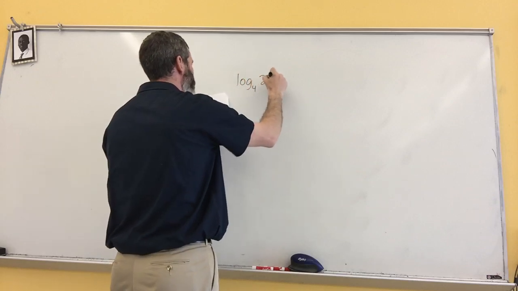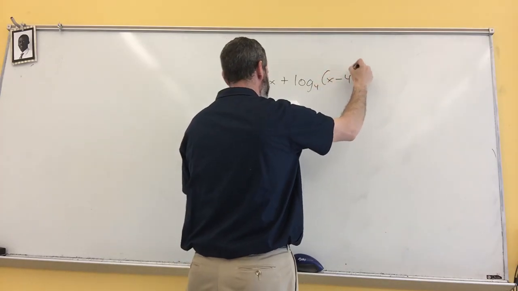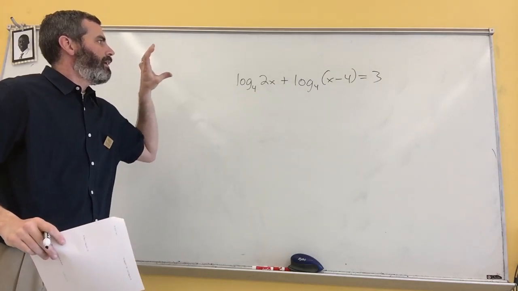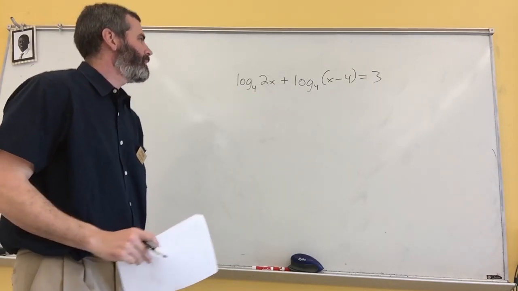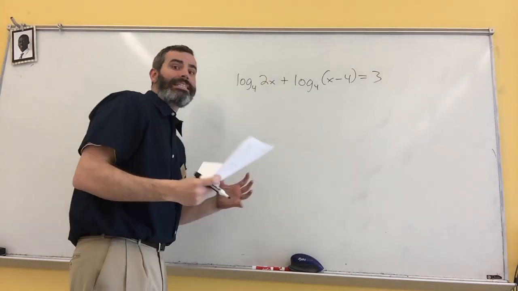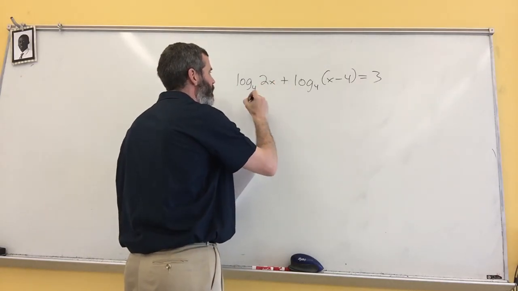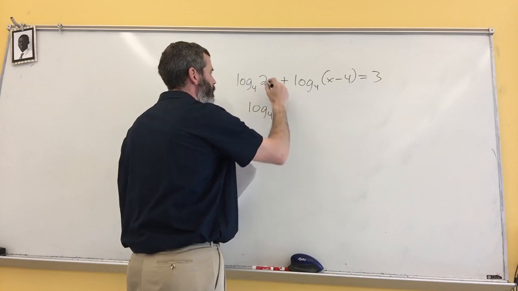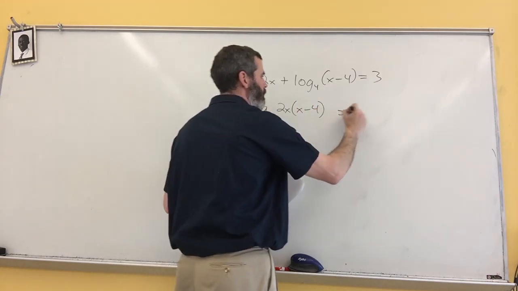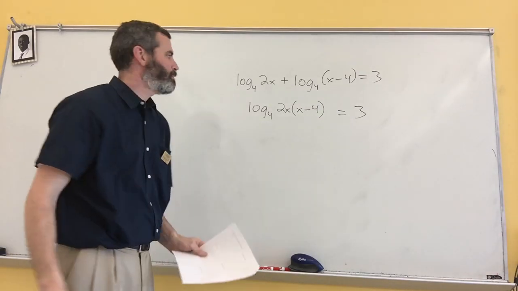Log base 4 of 2x plus log base 4 of x minus 4 equals 3. All right, so no calculator. What do I want to do? I see I've got log base 4, so I can actually condense these. That's what I want to do. It's going to be the product property. So log base 4 of 2x times x minus 4 equals 3. Now I have one log on this side, so I can convert to exponent form.